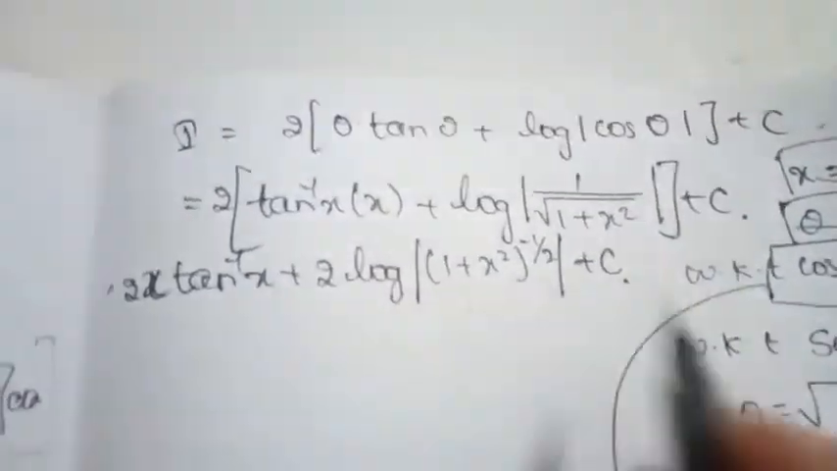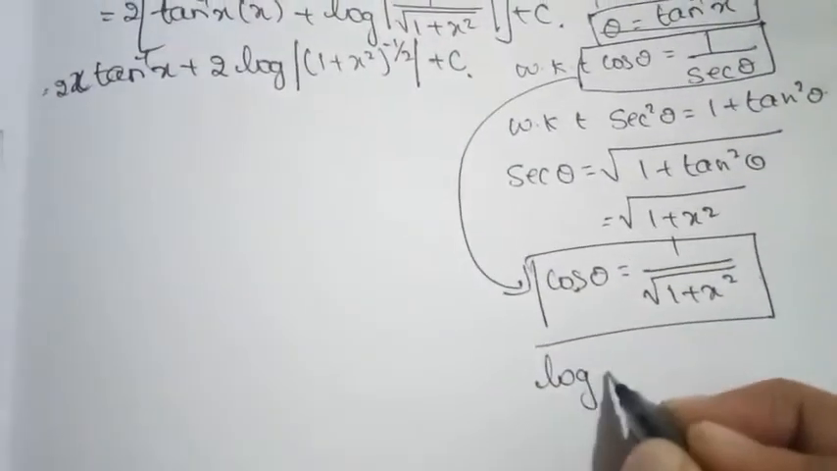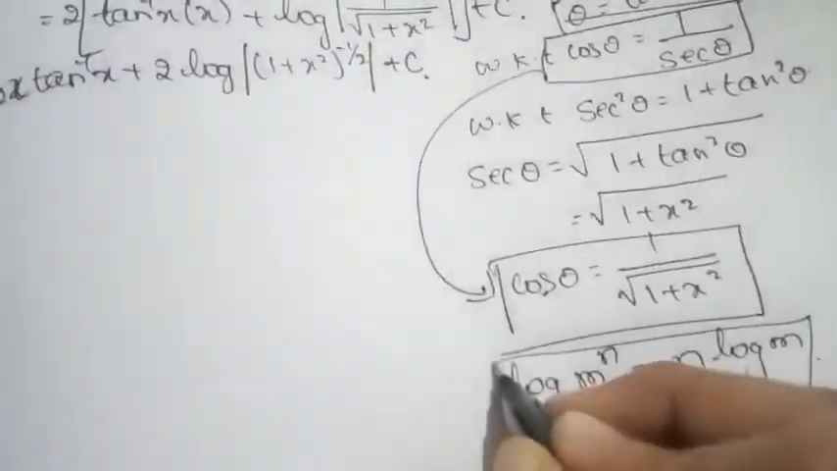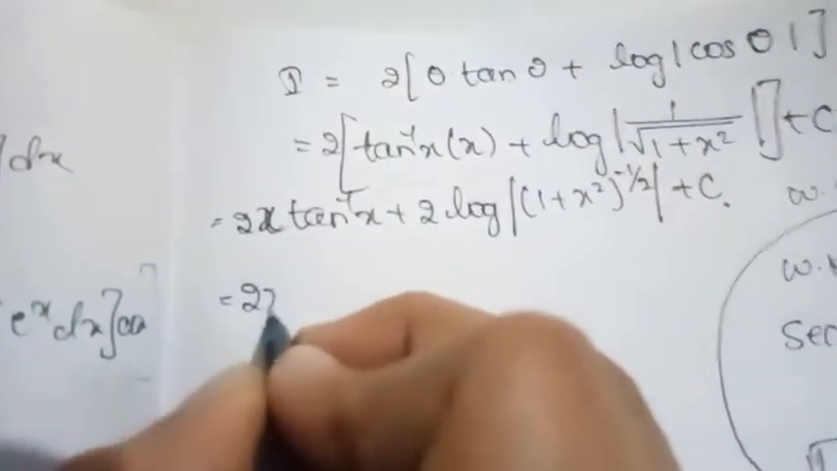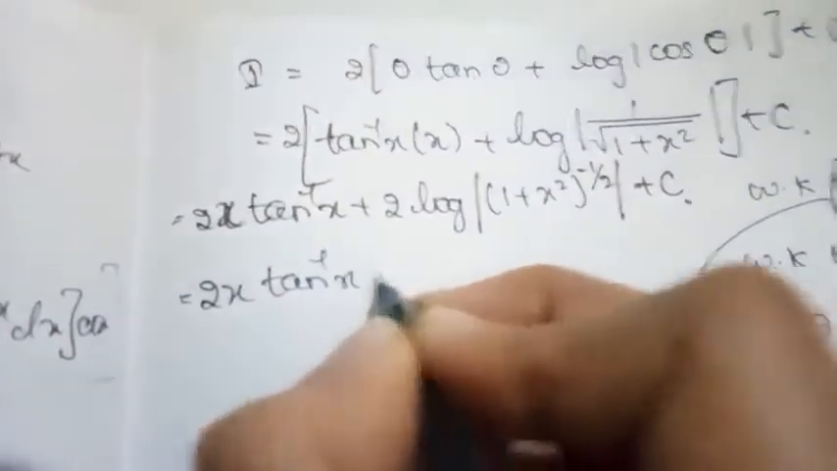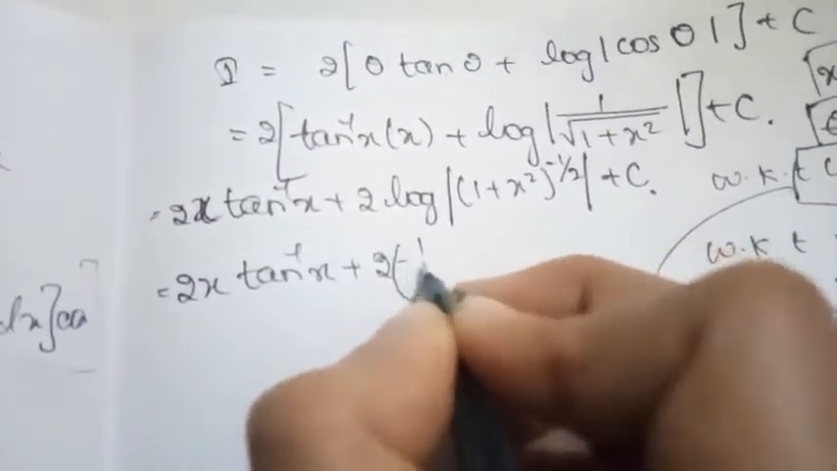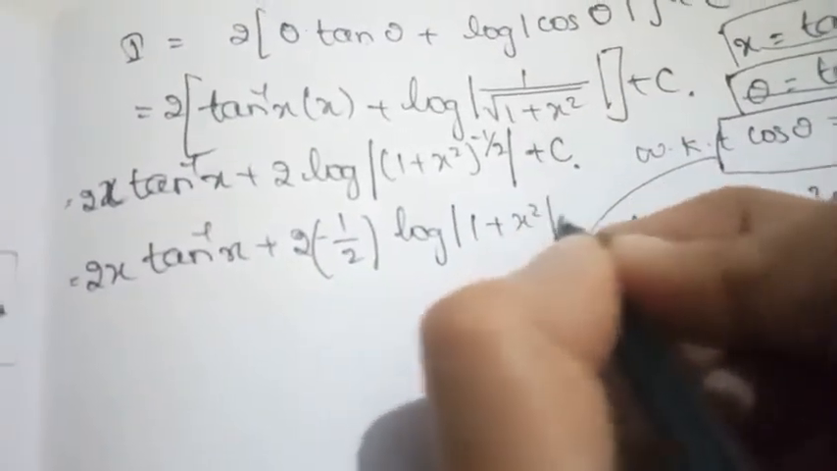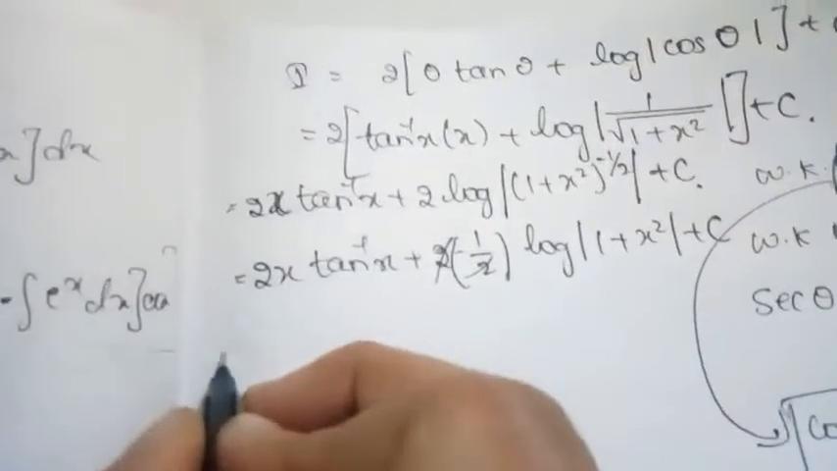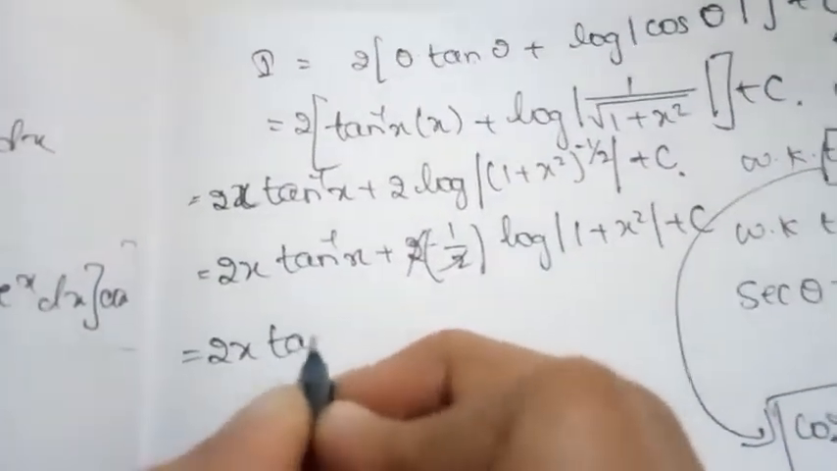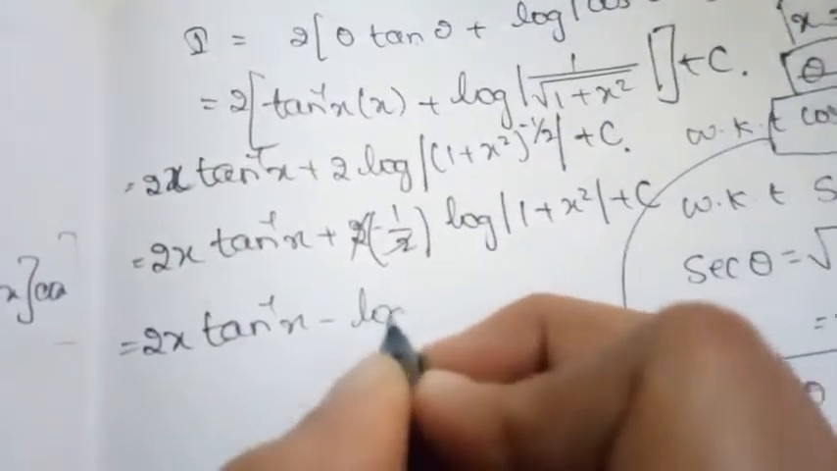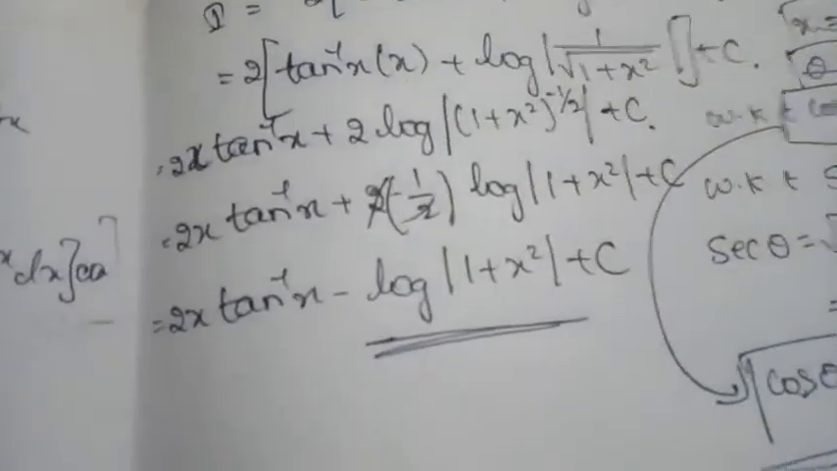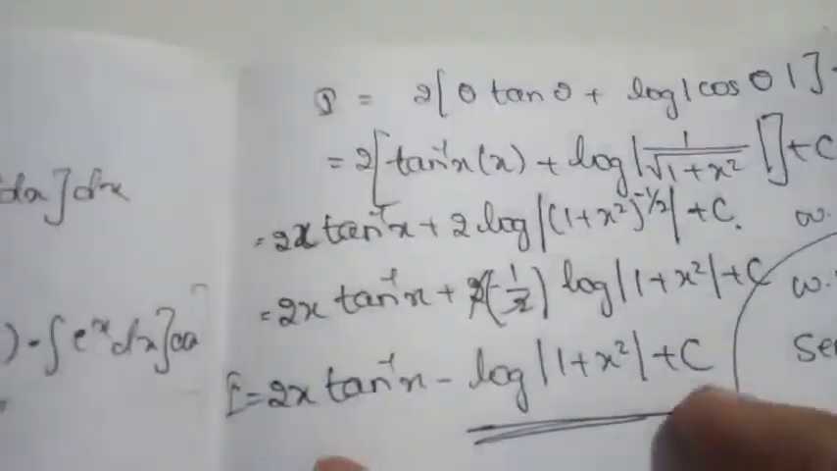And we know that as per the logarithmic rule, log m to the power n is equal to n log m. Now I am using this property here. So what happens? 2x tan inverse of x plus 2 into minus 1 by 2 log of mod 1 plus x square plus c. 2 gets cancelled, so the remaining is 2x into tan inverse of x minus log of mod 1 plus x square plus c. So this is the integral of the given question, in the simplified form.